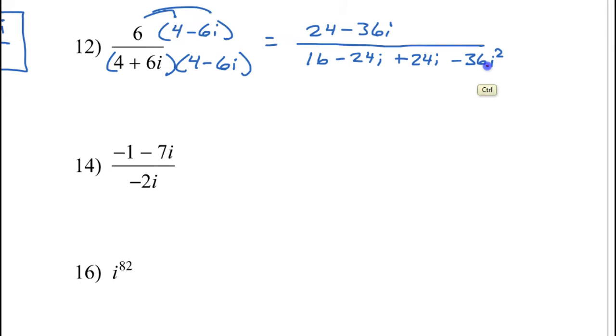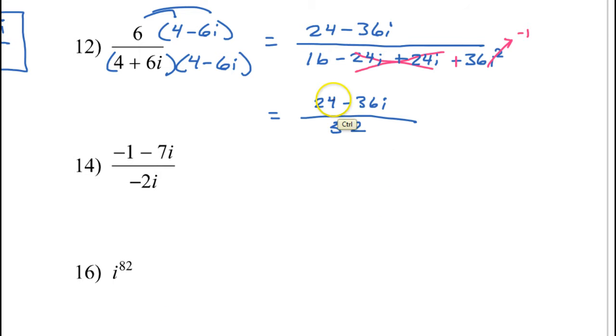Now i squared is negative 1. So that's going to turn this into a positive 36. Also, the positive 24i and the negative 24i will cancel each other out. So that's going to leave me with 24 minus 36i. Now 16 plus 36, that's 52. So I'm going to have this.